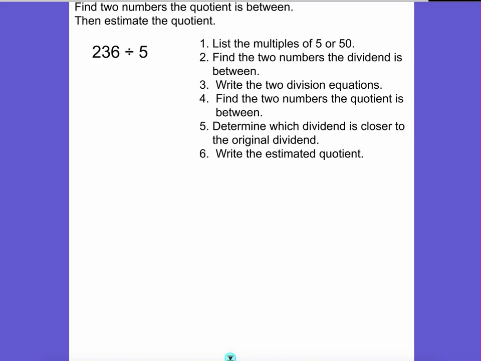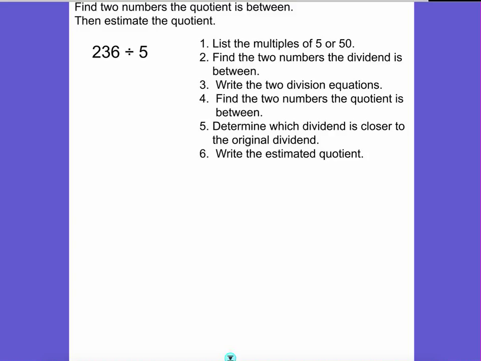Now this is an instance where if I'm going to list the multiples of 5, and I need to keep going to 236, I'll be here for a long time. So instead of using the multiples of 5, we are going to do something a little different. Instead of multiples of 5, they're actually going to be multiples of 50, and that will get us there much quicker. So let me show you what I'm talking about.